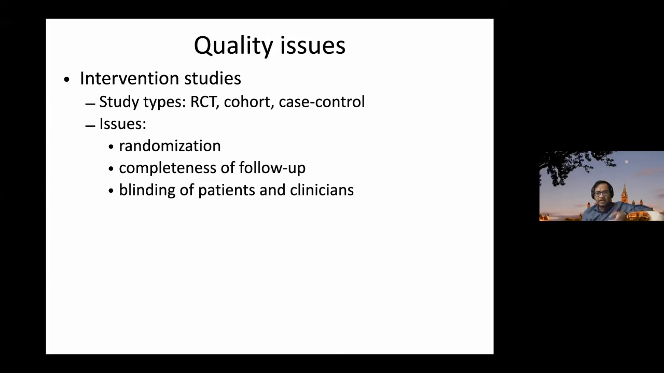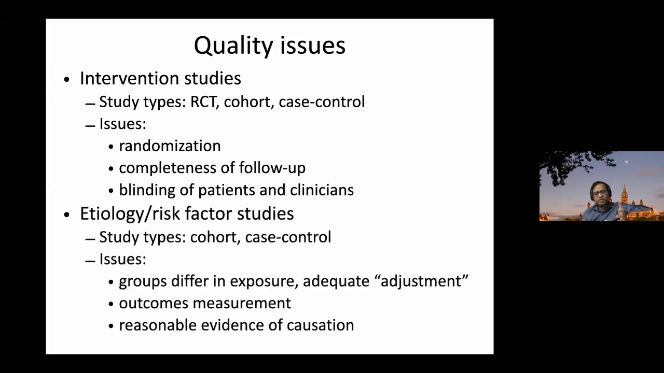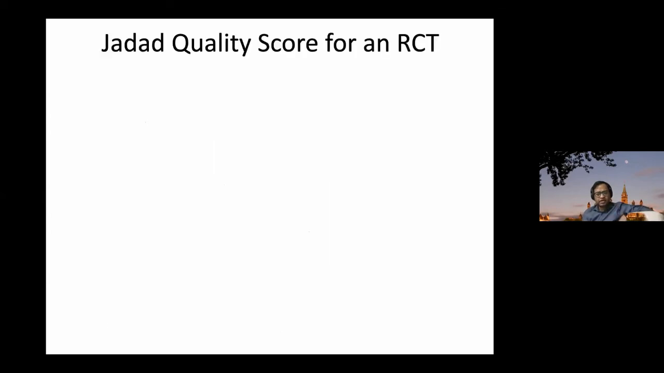especially in trials, how was the randomization done? Was it done properly? Did everyone have complete follow-up? Was there blinding of patients and clinician? Was it single blind or double blind? And for epidemiological studies, how did the groups differ in the exposure? Was there adequate adjustment of these covariates? How were the outcomes measured in both groups? Were they measured the same way or differently? All this would lead to some form of selection bias or confounding. So those things have to be considered in quality issues.